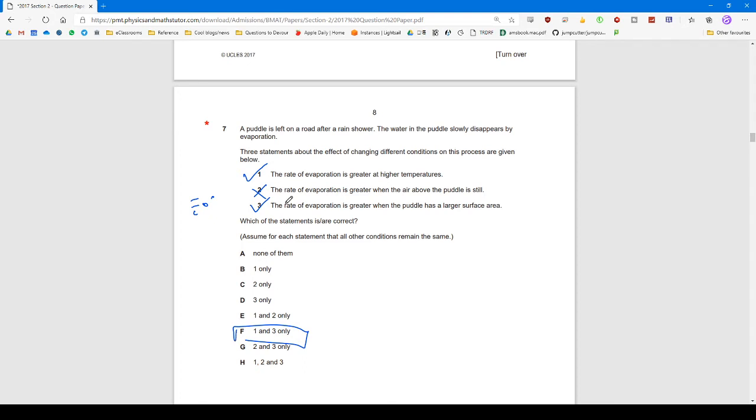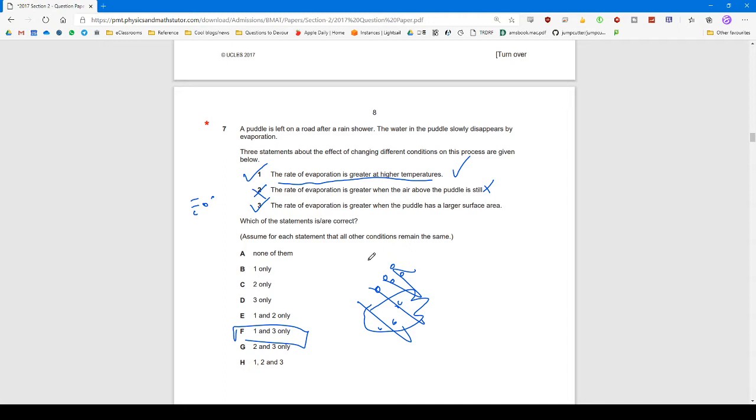What you want to remember, this is again a bit of a memorized content question, but the intuition comes from this. The rate of evaporation is greater at higher temperatures. Well, yes. It's greater when the air above the puddle is still. False, because if you have some puddle and you've got water molecules saturating the air above it, then it is less likely that water molecules will be blown off, basically. As well as the fact that still air is less likely to pick up water molecules from the surface of the liquid. Anyway, that's more of a physics explanation.